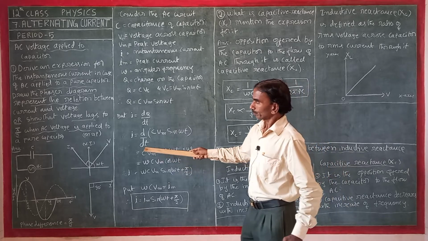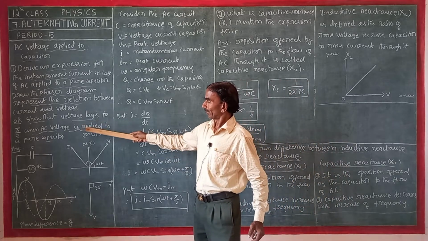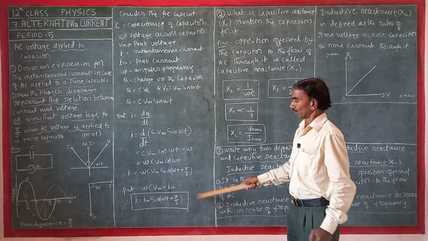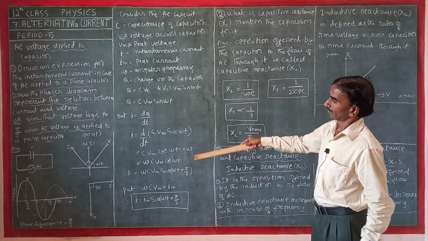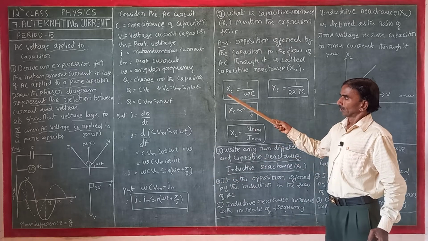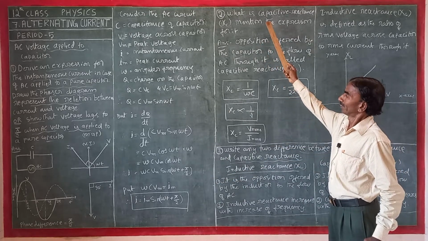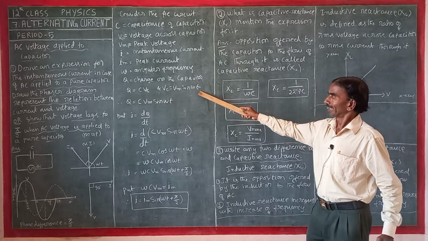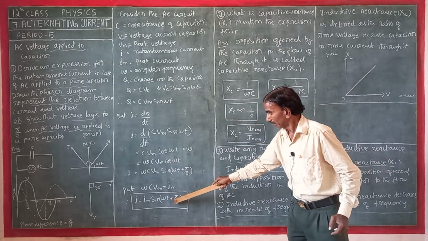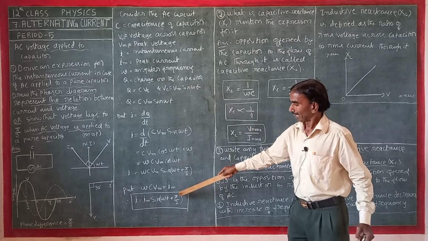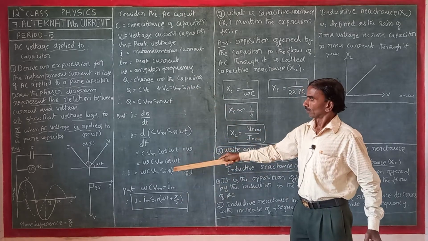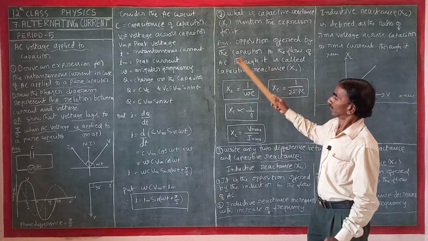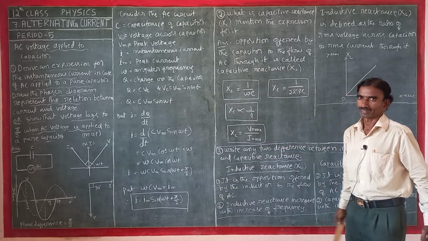So the voltage lags by pi by 2 when the voltage is across the capacitor. Next, Vc is equal to Vm sin omega t, and for the current an extra pi by 2 is added to omega t. So the current leads the voltage by a phase of pi by 2. This is a very important equation, write it down.